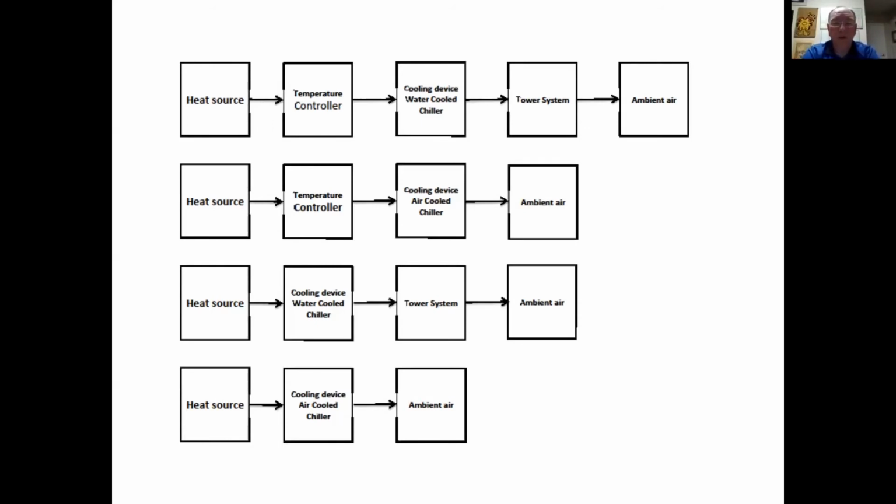The second one, again, heat source back to a temperature controller, to an air-cooled chiller, to the ambient air. Third example, heat source to a water-cooled chiller, to a tower system, to the ambient air. And then the fourth one is the heat source to an air-cooled chiller, to the ambient air.